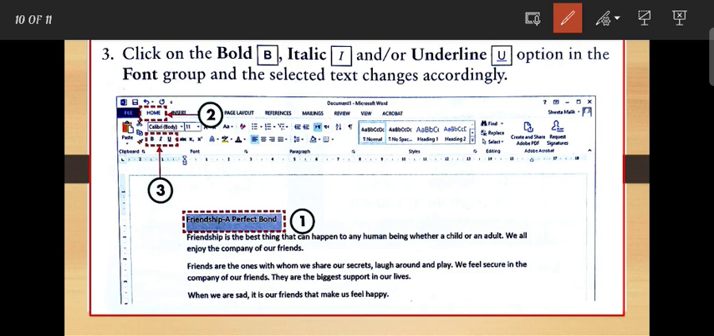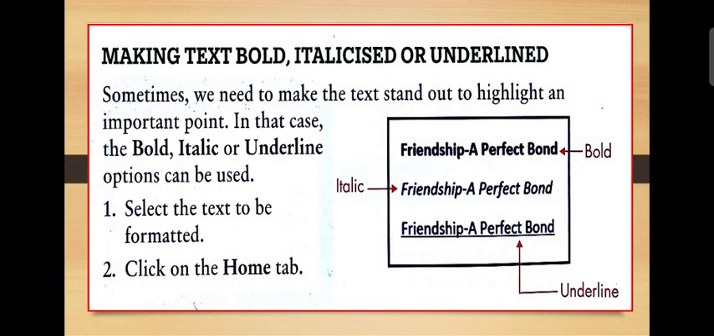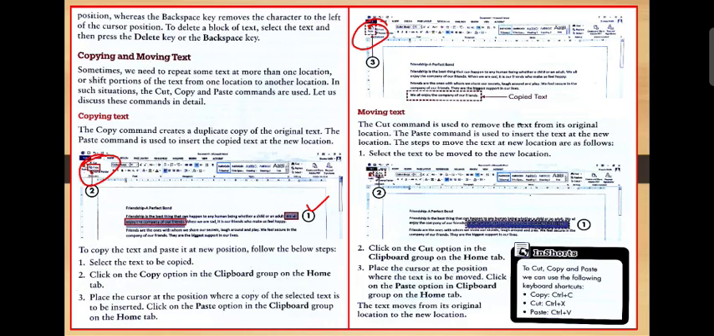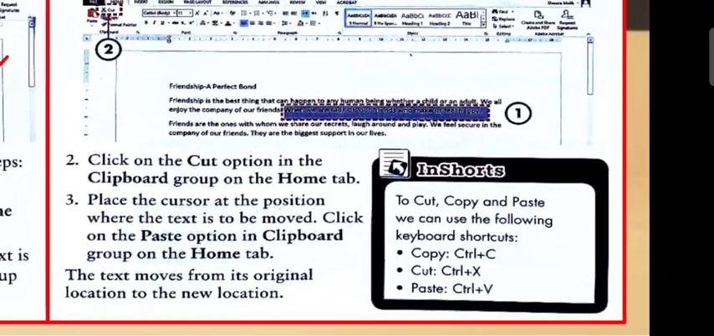And you can use the shortcut keys also for cut, copy and paste. Here you can see copy is Ctrl C, cut is Ctrl X and paste is Ctrl V. First of all you need to select the text, then press Ctrl C, your text will be copied. Then place the cursor where you want to paste your text, then press Ctrl V. And for moving the text you need to use the Ctrl X option. So these are the shortcut keys to copy, cut and paste.